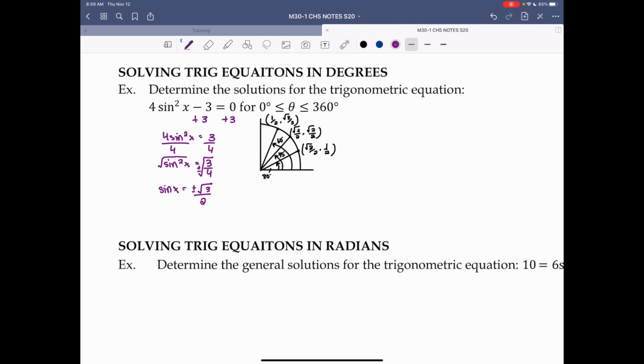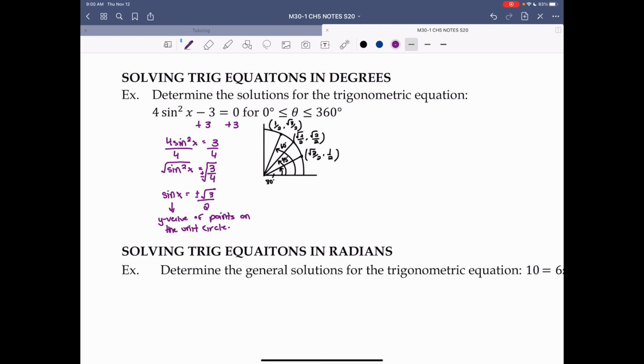And if we recall, sine is the y value of points on the unit circle. So which of our special angles has a y value of root 3 over 2 when the terminal arm meets the unit circle? That would be 60 degrees. So sine of 60 degrees equals root 3 over 2. So our reference angle, theta r, equals 60 degrees for this question.